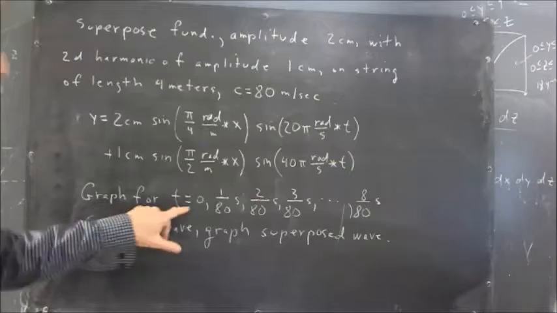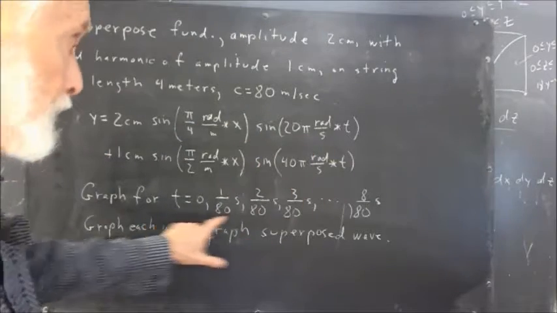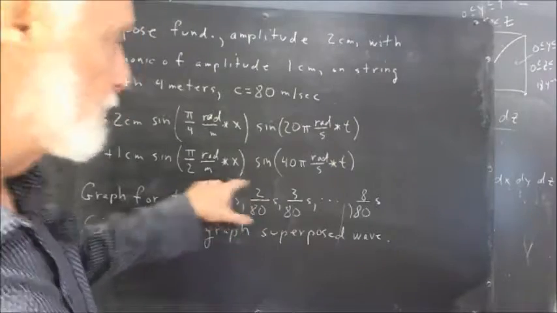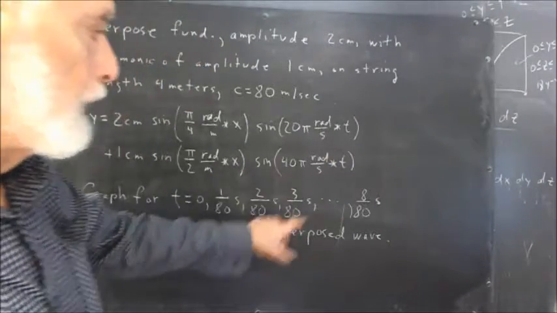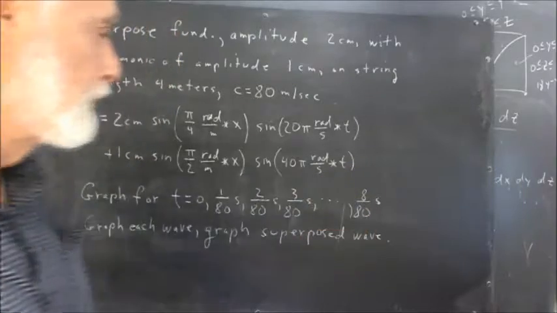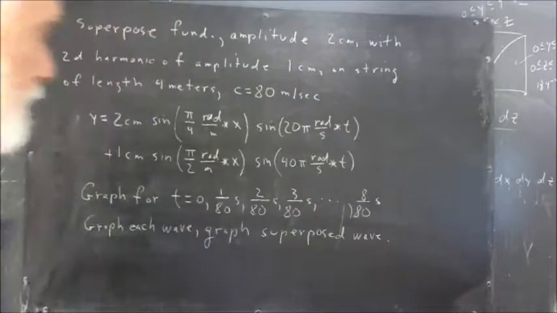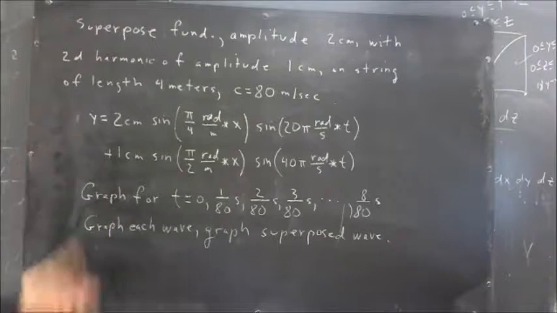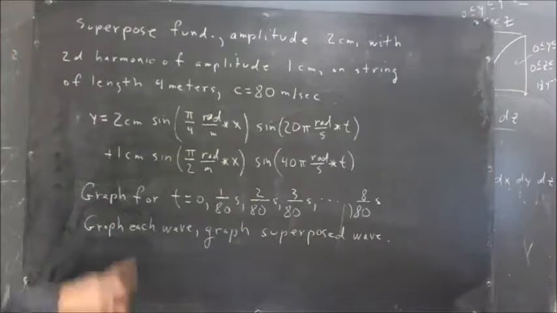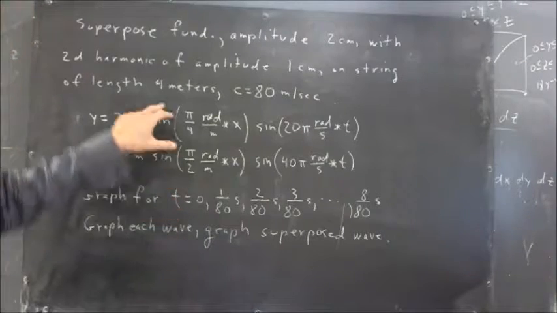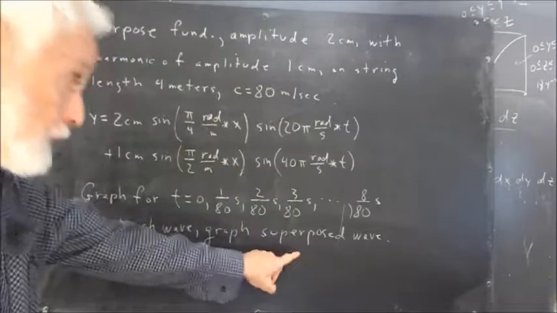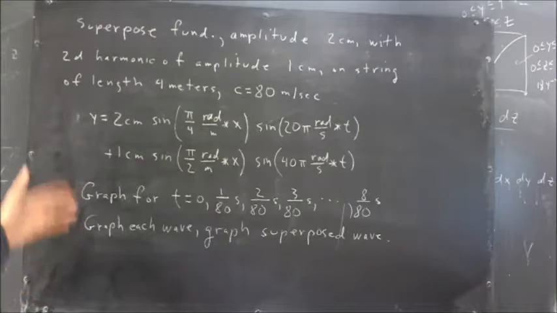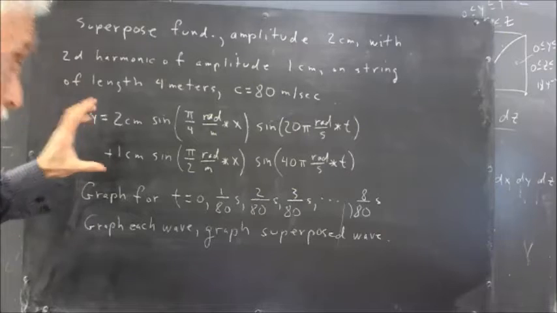Graph this function for t equals 0, 1/80th, 2/80th, and yes, I know that reduces to 1/40th, but I want to get the sequence here, 3/80th up to 8/80th, which of course reduces to 1/10 of a second. And see if you don't get configurations very much like the ones we developed in the preceding video. So you want to graph each individual wave, and graph the superposed wave and see that this analysis really works.